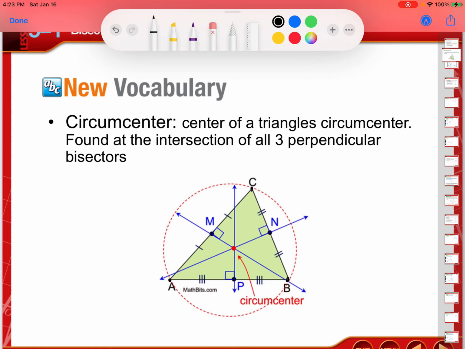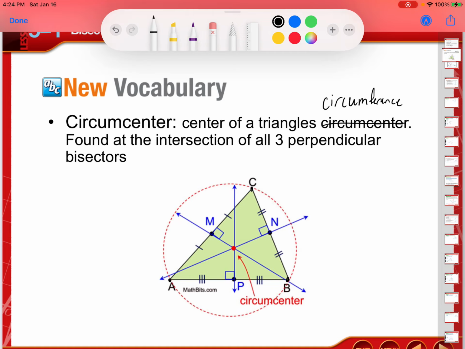The center of a triangle, circumcenter. I believe the word I was looking for there would be circumference. The center of a triangle's circumference, which I probably spelled wrong, but that's fine.